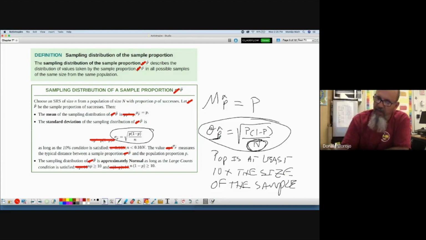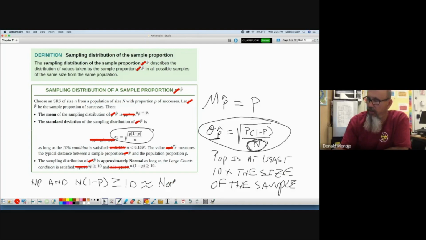And that's what this final rule is showing us here. As long as n times p and n times 1 minus p are both greater than or equal to 10, then the data is approximately normal. Well, we saw the same rule in binomial. It said, oh, when can I turn binomial into normal? Well, when n times p and n times 1 minus p are both greater than or equal to 10, a binomial distribution becomes approximately normal.